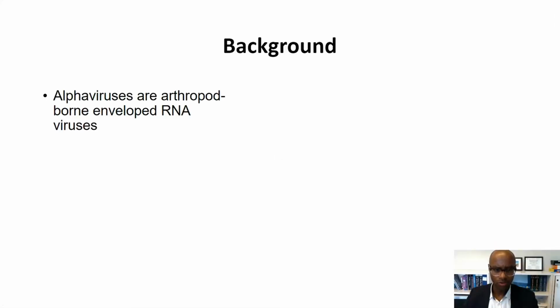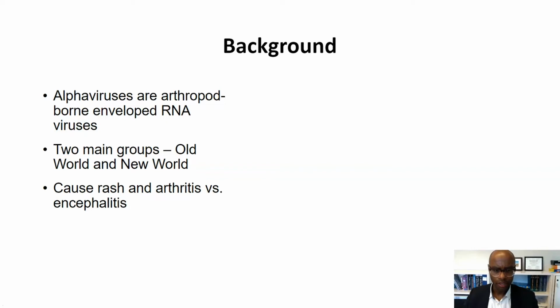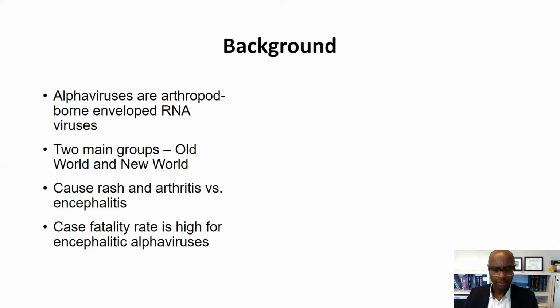These are arthropod-borne enveloped RNA viruses that fall into two main groups, Old World and New World, and this is based on their serology and geographic distribution. When they infect humans, they tend to cause two types of illnesses, either fever, rash, and arthritis, or encephalitis, and by that I mean infection of the brain. And the case fatality rate is particularly high for the alphaviruses that cause encephalitis.